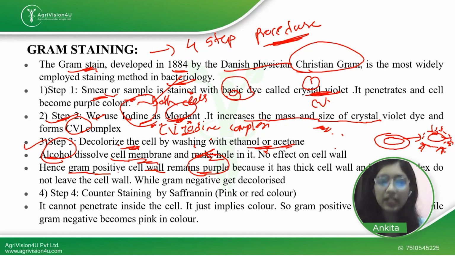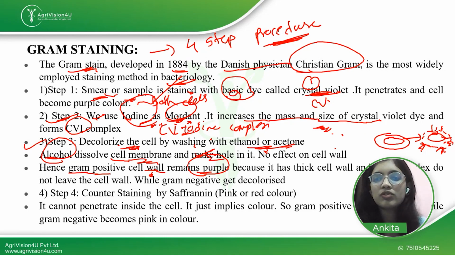Gram positive will have a thick cell wall. As the cell wall is thick, there will be no effect of the alcohol on the cell wall of gram positive. But gram negative will have a thin cell wall. Now what will happen? After applying alcohol as a decolorizer, that thin cell wall will break down, meaning holes will appear on that cell wall.